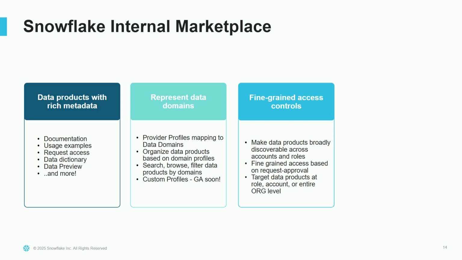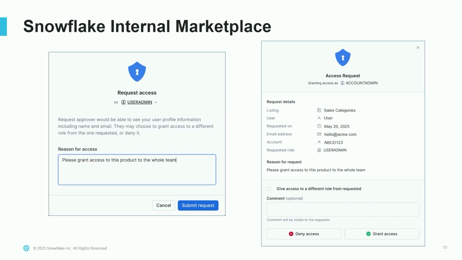So with Snowflake Internal Marketplace, you can grain your access based on roles, accounts, or even the entire organization. And then somebody can discover your data product and immediately request access that you can then reject or approve. So as you can see here, once I see a data product, I can actually request access and ask to give me access to the data. And as the producer of the data, I have the ability to either accept it or reject it. And I get to see all the information about who requested access, when, and for which role.